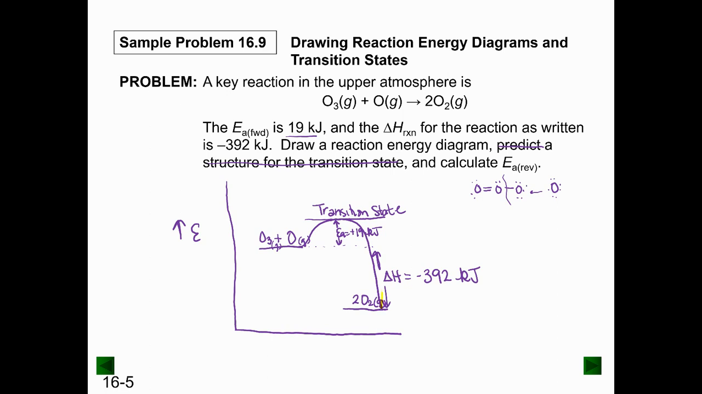So notice for the reverse, we have to go up all the way to that transition state here. That was not very well drawn. I think I'll erase that. I'll just use a different color pen. That didn't work, did it? So from here up to the top, that's going to be E of A reverse. And the picture's great because it really helps us realize that I'm going to have to add that 392, plus the 19.